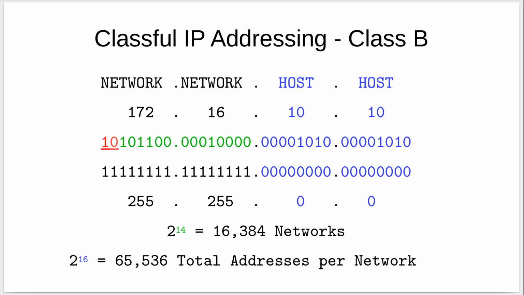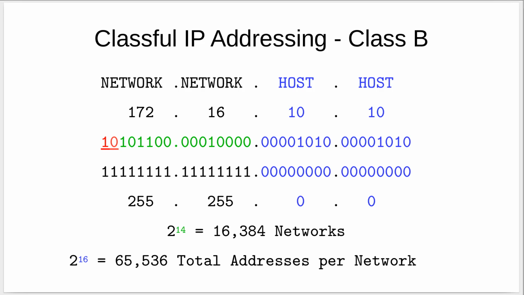Now if you have a little look at the first two octets, which are the network octets, the very first 2 bits in red, we can't use those because they define what class of address we're looking at. But if we look at the remaining 14 bits in green, you'll notice 2 to the power of 14 gives us 16,384. This is precisely why there are 16,384 possible Class B networks.